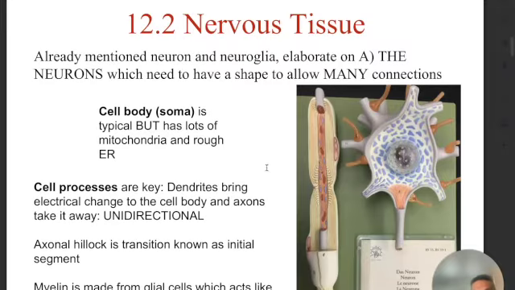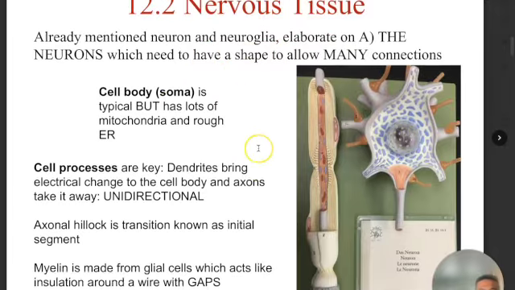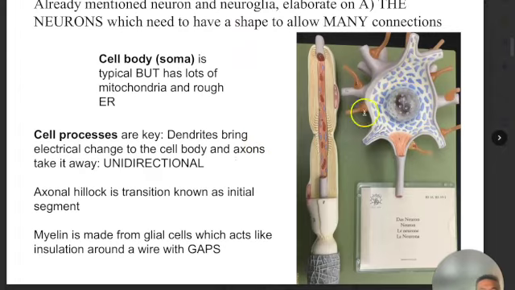So let's study the nerve cell in a little bit more detail. Already mentioned neuron and neuroglia. The neuron needs to have a shape. The cell body is the soma. It has a lot of mitochondria and rough endoplasmic reticulum. Cell processes are key. Dendrites bring the electrical changes to the cell body, and the axon takes it away.